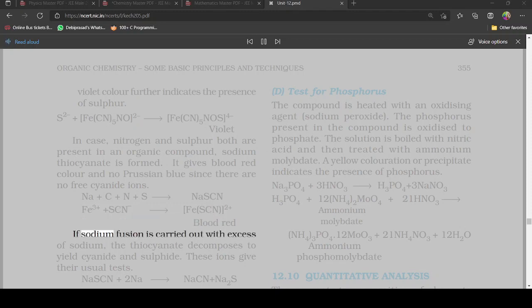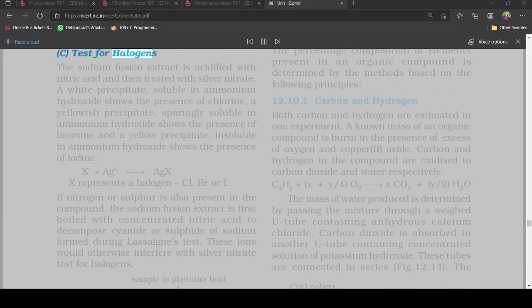If sodium fusion is carried out with excess of sodium, the thiocyanate decomposes to yield cyanide and sulfide. These ions give their usual tests. NaSCN + 2Na → NaCN + Na2S.